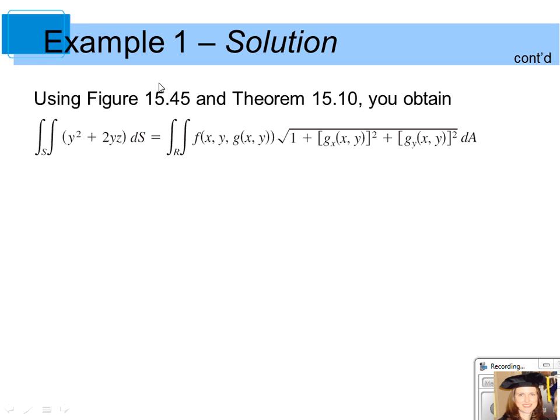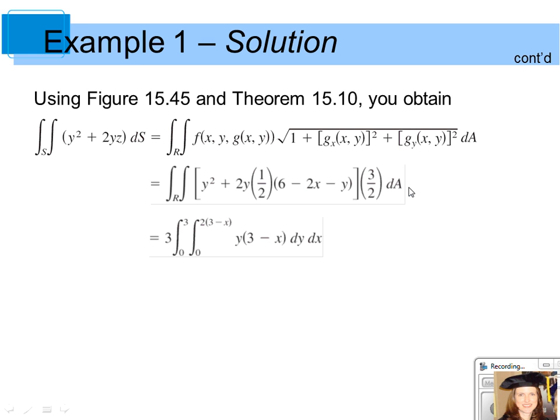Okay, so using that theorem, we're going to replace any z with what it equals on the surface. You're going to multiply by that quantity of the square root of 1 plus the partial derivatives squared and the differential area dA. So our original expression was y squared plus 2yz. I replaced the z with 1/2 of the quantity 6 minus 2x minus y. And in the previous slide, when we calculated these partial derivatives and plugged them into this formula, that simplifies to 3/2 times the differential area dA.